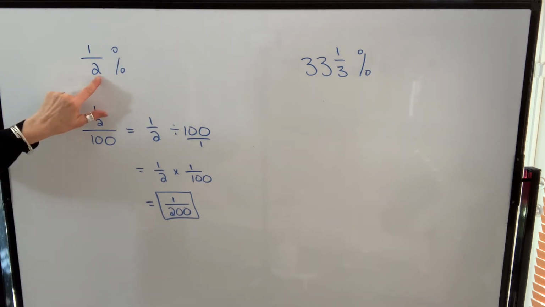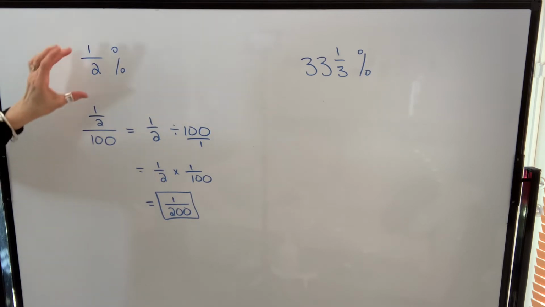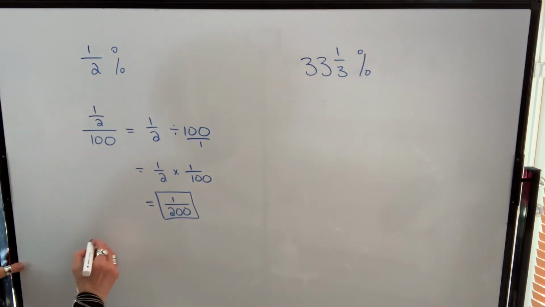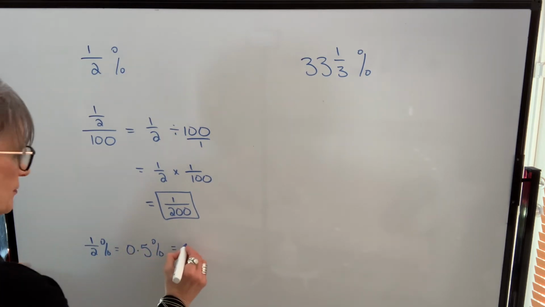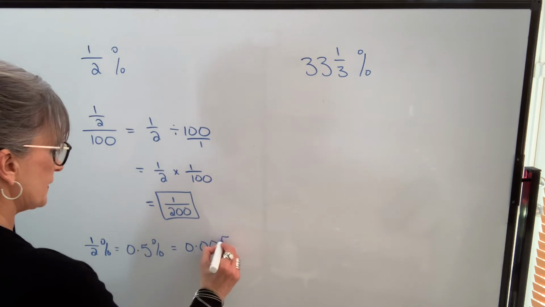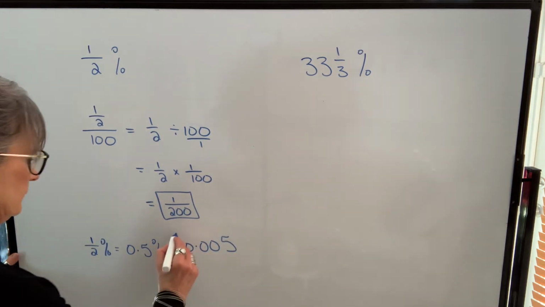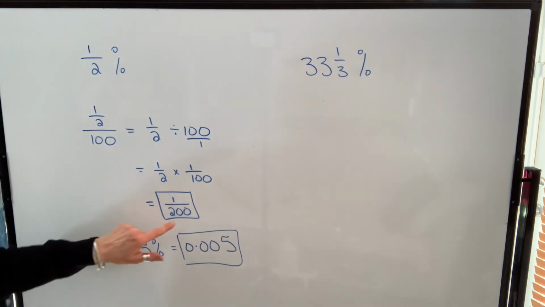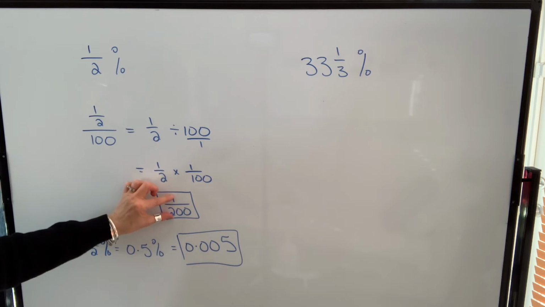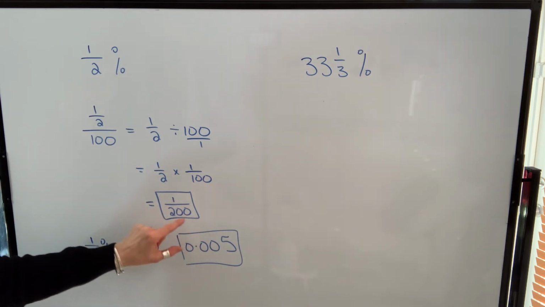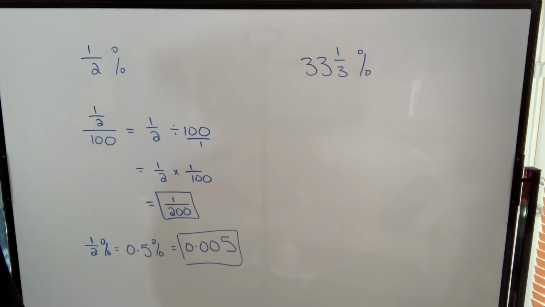If I want to change this to a decimal, I can do one of two things. I can either change this 1/2 to a decimal, so 1/2% will equal 0.5%, and then I can divide by 100 by moving my decimal point. So it will equal 0.005. And we know that these have to be equal. So the other option is I could have just, once I had it as a fraction, changed it to a decimal by taking 1 and dividing by 200. And we talked about how to do that in the last video.